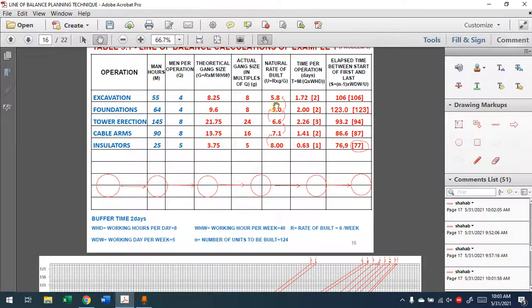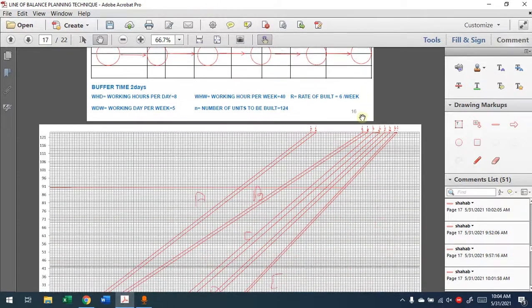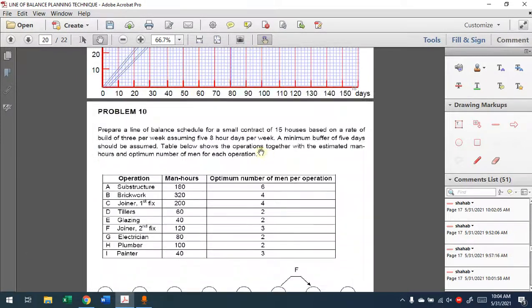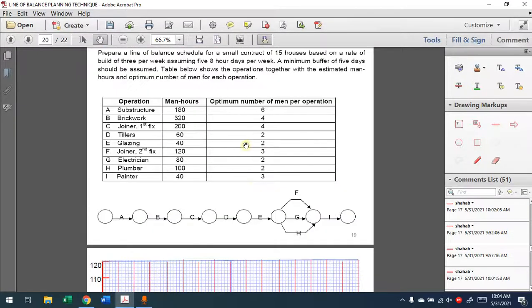If the natural rate is smaller than the one that you drew it depends on, then you'll start from the bottom. If the natural rate is bigger than the one that it's depending on, you will start from the top. You will add the buffer time. You will use the elapsed time between the first and the last unit. Then you will draw the line. You will use the duration to draw the second part of the line. In order to understand this, there is this problem here.